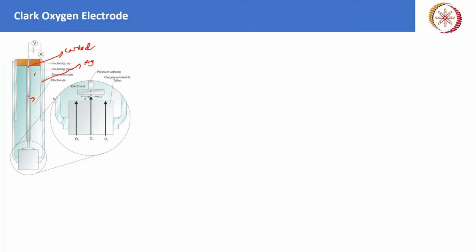This is one particular type of specific electrode, known as the Clark oxygen electrode. If you zoom in here, you see there is a Teflon membrane, which passes only oxygen from the solution to the electrode. At the platinum electrode surface, oxygen is reduced to water through a 4 electron process. From there you can get how much oxygen is dissolved in the solution.